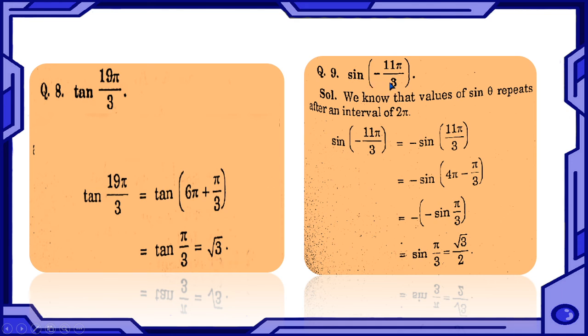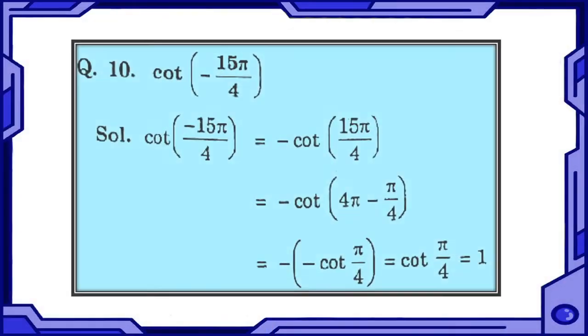Same way here, sine minus x is minus sine x. Now 11 pi by 3 can be written as 4 pi minus pi by 3, which is minus sine pi by 3. Why? Because 4 pi will take us to positive x-axis, but then again minus something, so it will fall in fourth quadrant. And in fourth quadrant sine is negative, but this minus and minus make it positive, and then sine pi by 3 is root 3 by 2.